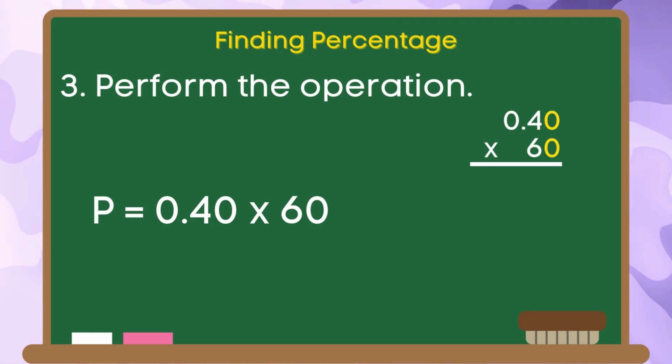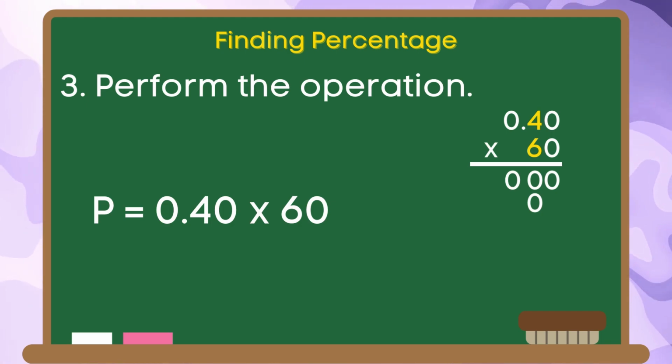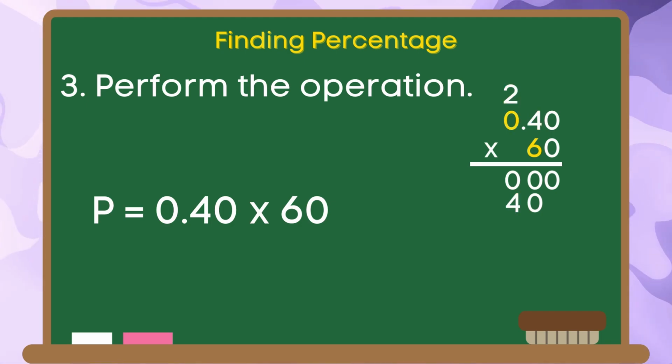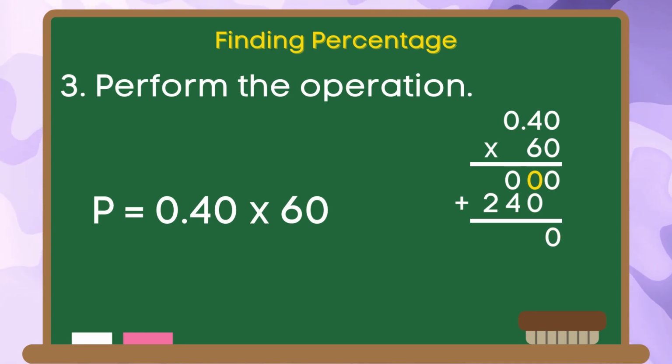0 times 0 is 0. 0 times 4 is 0. 0 times 0 is 0. 6 times 0 is 0. 6 times 4 is 24. Bring down 4, carry 2. 6 times 0 is 0 plus 2 is 2. Let us add. Bring down 0. 0 plus 0 is 0. 0 plus 4 is 4.